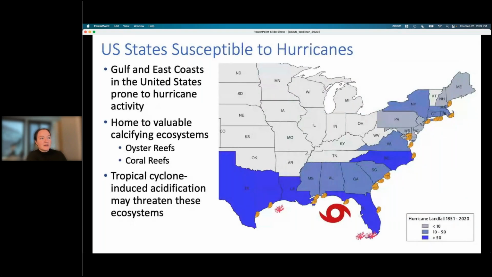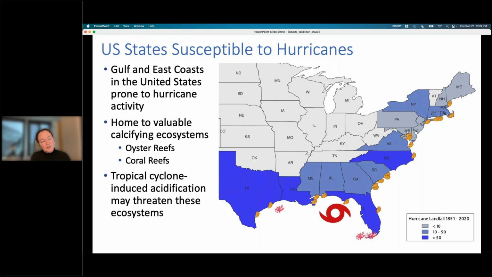Across the United States, there are many regions on the Gulf and East Coast that are extremely prone to hurricane activity. In particular, many states on the Gulf Coast, such as Texas, Louisiana, and Florida, are often hit by several hurricanes in a given time period. The graphic on the right-hand side shows the hurricane landfalls that have been recorded from 1850 through 2020, with the gray colors indicating less than 10 hurricanes recorded and the dark blue indicating more than 50. And we can see, particularly in the Gulf and southeastern US, many of these regions experience high hurricane activity.